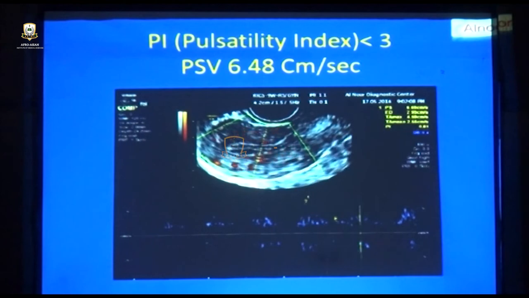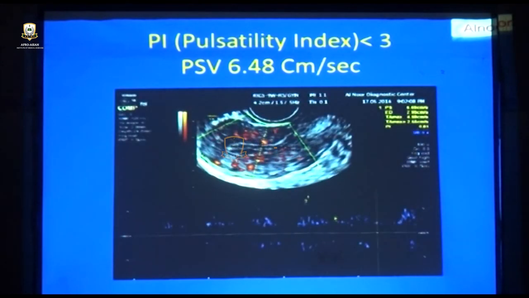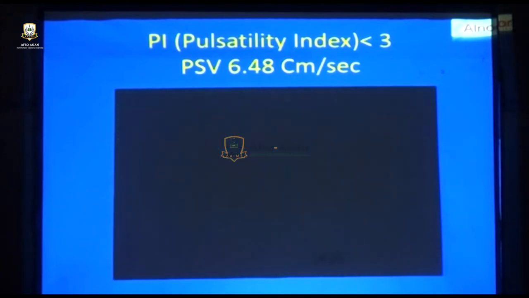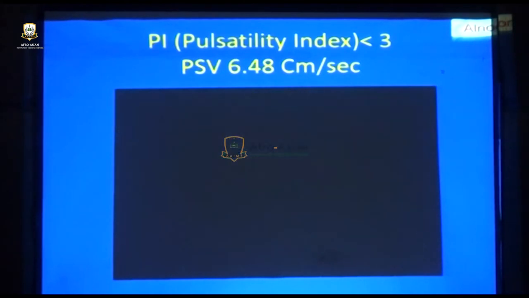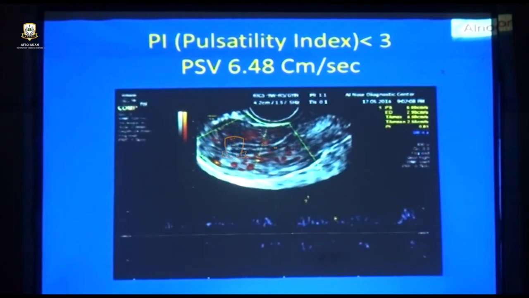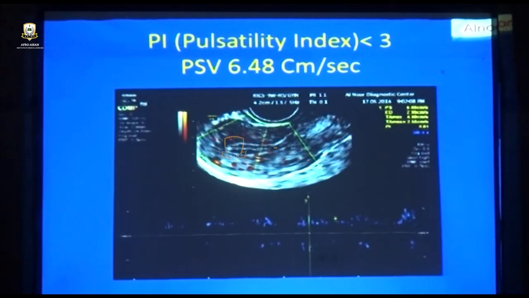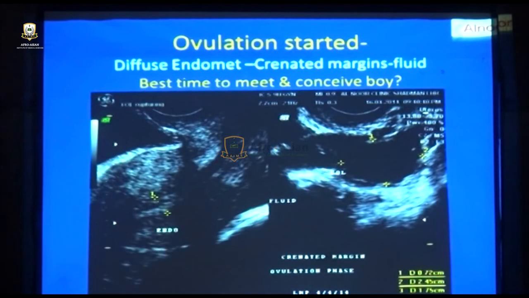But please make sure if this PI is more than 3, please write on your board, no doubt the follicle is very good, but the PI is very high, unlikely to be accommodated in the endometrium. So next time, when she goes to the gynecologist, she'll give her some drugs to increase vascularity, in the form of Disprin or antibiotic therapy, that's going to increase the blood flow and going to increase the endometrium. This is very, very important these days.